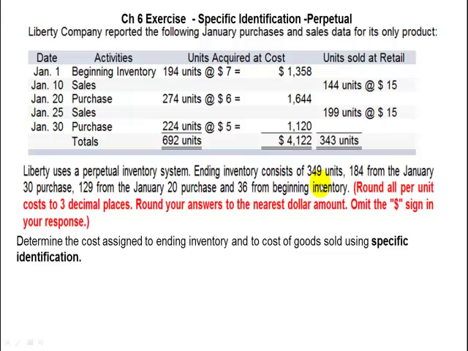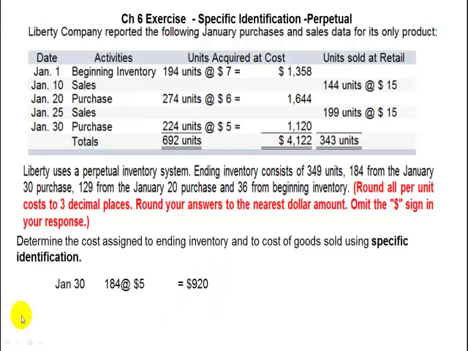Now this wording is only for this particular method, which is specific identification, which means you know exactly which items that you have left in your ending inventory, and you know exactly which ones you sold. So they're saying that of this 349 units, we had 184 from the January 30th purchase. We had 129 from the January 20th purchase, and we had 36 from the beginning inventory. So they're telling you exactly which units you need to put together a cost calculation on and come up with a total ending inventory valuation. So let's do it.